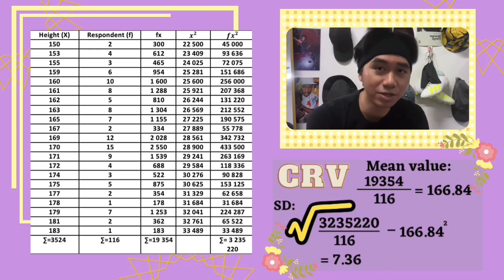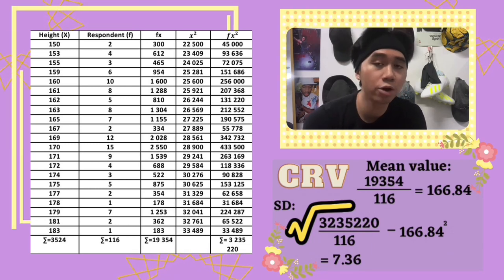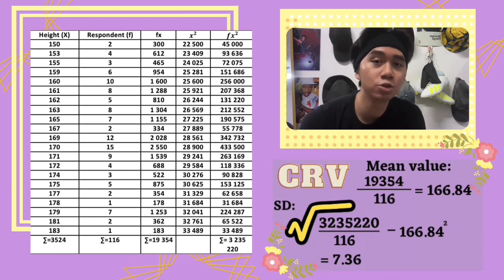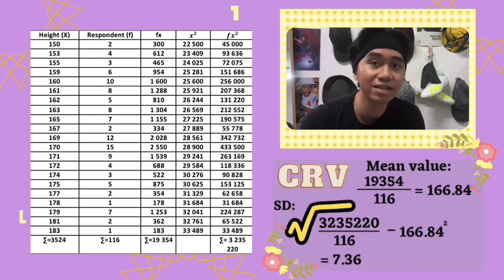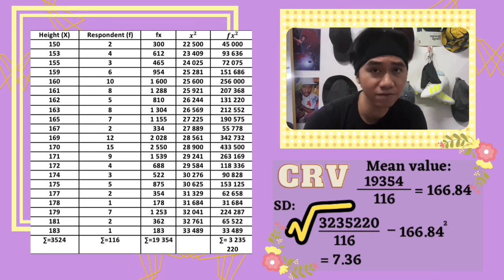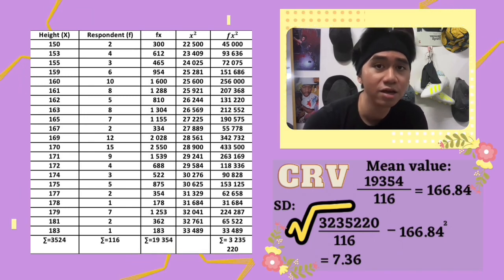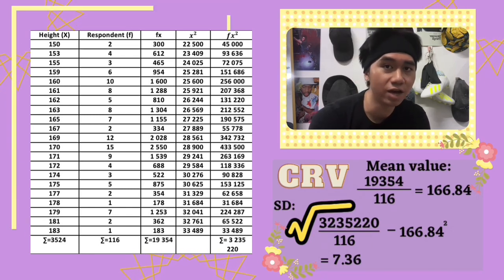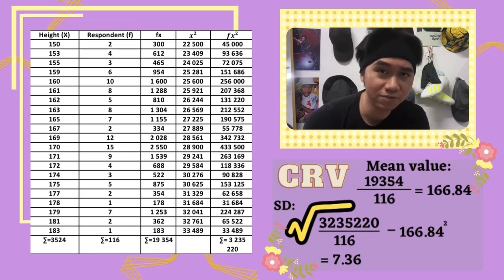As for our standard deviation, the formula is square root of variance. Therefore, for the variance, we will take 3,235,220 divided by 116, then subtract the mean value, which is 166.84, squared. After having the variance value, we will square root the variance value and we will get 7.36 for the standard deviation.